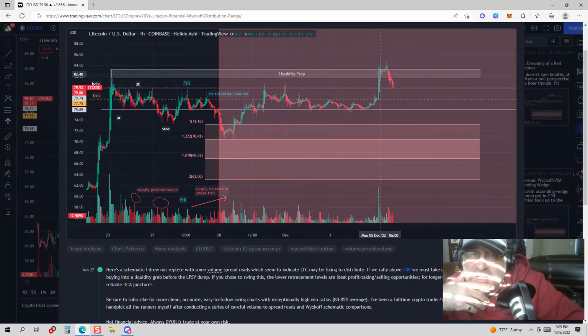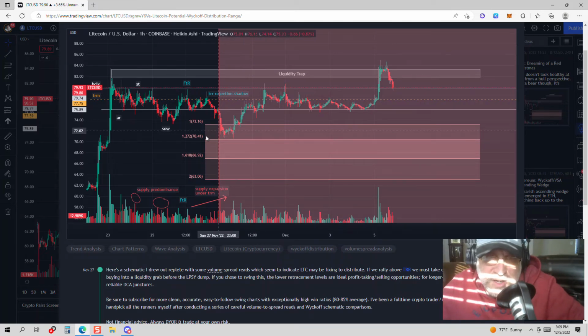So this is just one example, and you can see everything is on the money. It went right down to the 1.272, and it marked up all the way into the liquidity trap, where I marked here, right at the tippy top of it, and that's where it began to sell off. And this is where market makers began to dump their supply. And so we see it here.